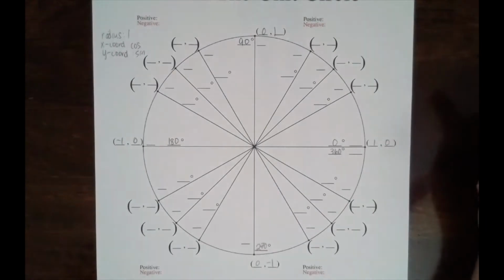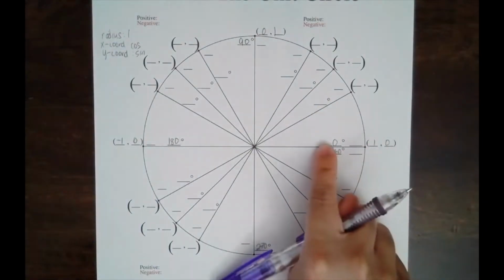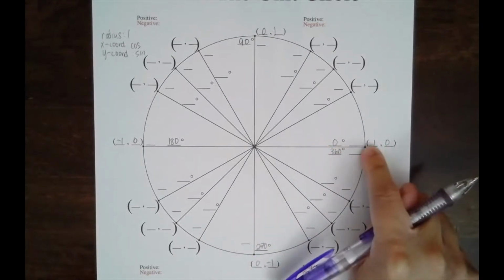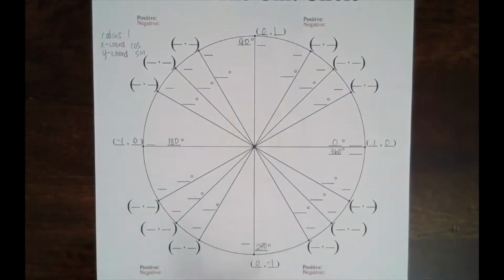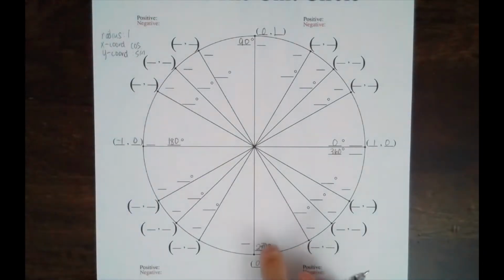So what this tells us is, for example, we know the x-coordinate's cosine, so the cosine of 0 degrees is 1. Likewise, here for 270 degrees, the y-coordinate is the sine. So the sine of 270 degrees is negative 1.